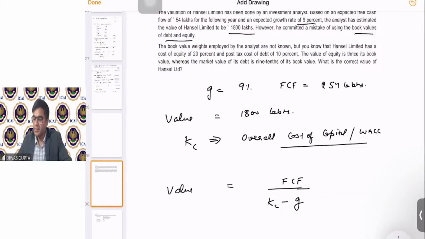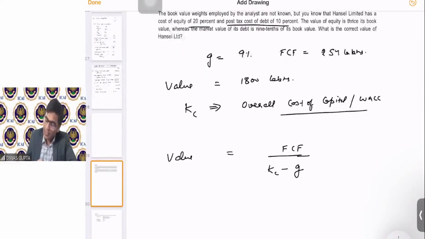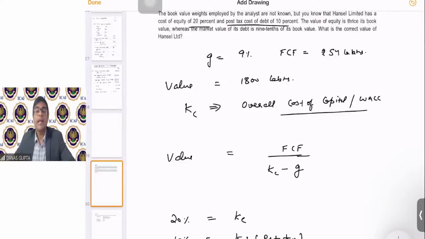Okay, students. The book value weights employed by the analyst are not known. But you know that Hansel Limited has a cost of equity of 20% and post-tax cost of debt is 10%. So this is another piece of information that they have given. So students, tell me, for your WACC calculation, do you need post-tax numbers? Yes, at least for debt. And is the number given post-tax? Yes.